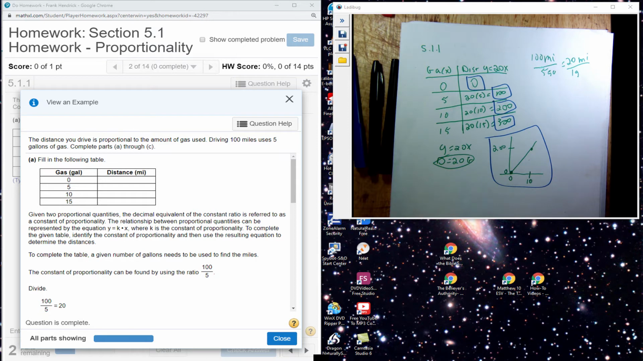This is chapter 5, section 1, problem 1. The distance you drive is proportional to the amount of gas used. Driving 100 miles uses 5 gallons of gas. Complete parts A through C.